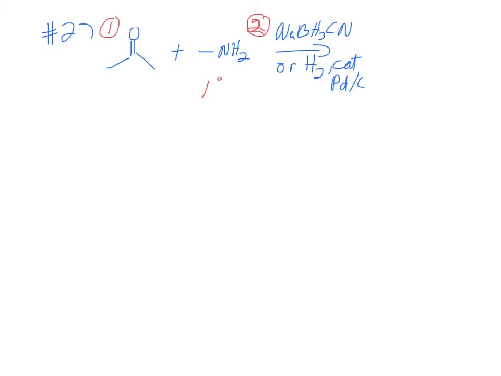So a primary amine and a ketone, if they're going to react, normally we like to have an acid catalyst to make this go a little faster. But what are they going to turn into? An imine.